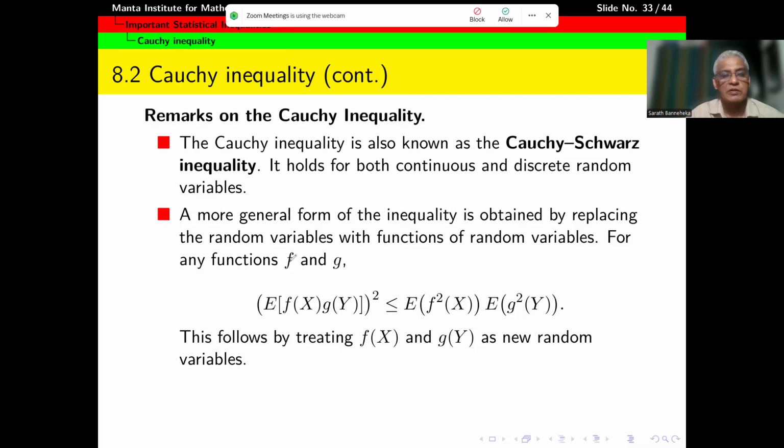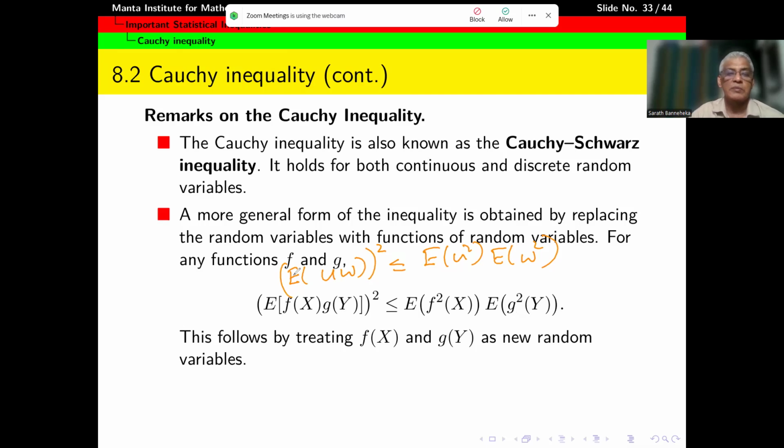Cauchy's inequality will be right for u and w like this: the expected value of u w, whole thing squared, is less than or equal to the expected value of u squared times the expected value of w squared, right? But this u can be some function of x. This w can be some function of y, right? And therefore, this u squared is equal to f of x squared, which is usually written as f squared x. This w squared is the square of g of y, which is also written as g squared y.